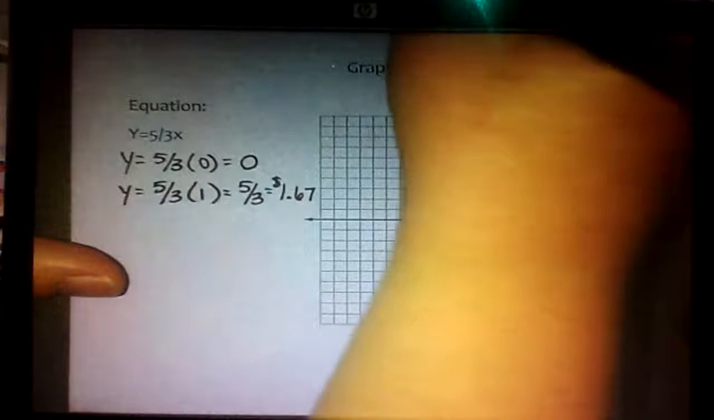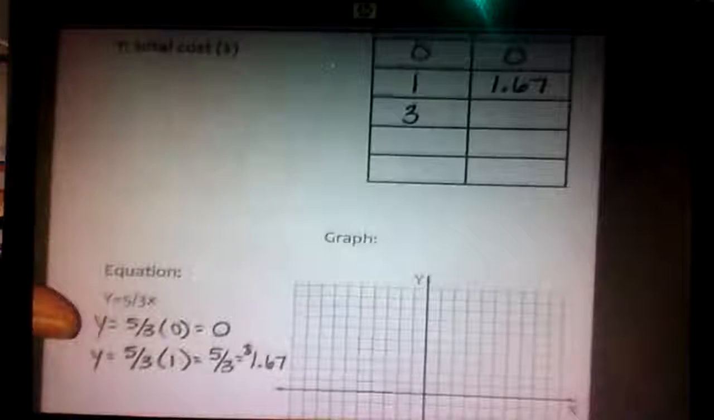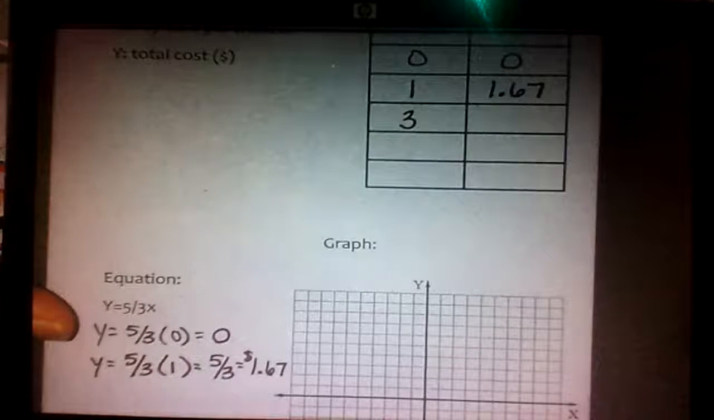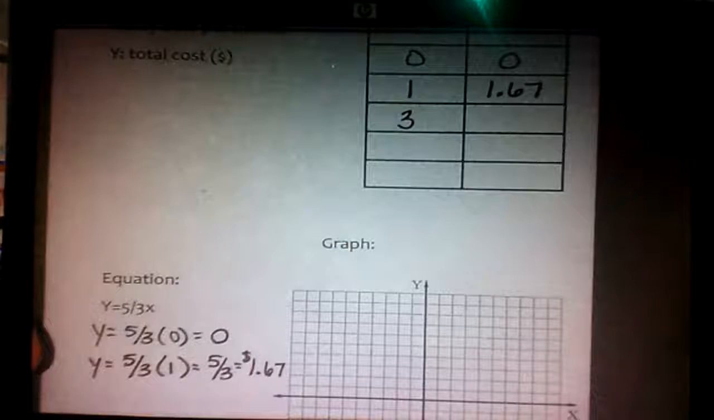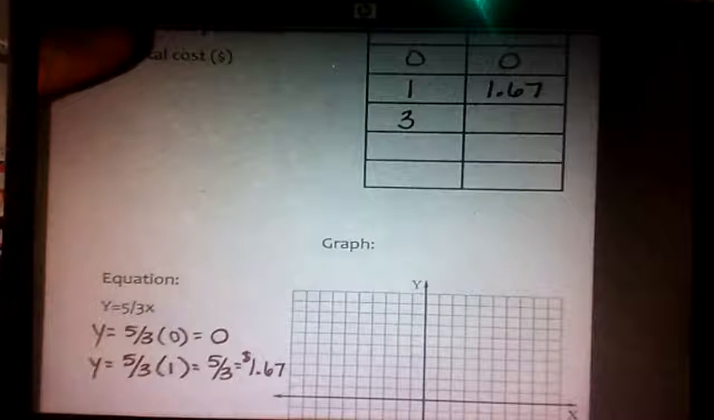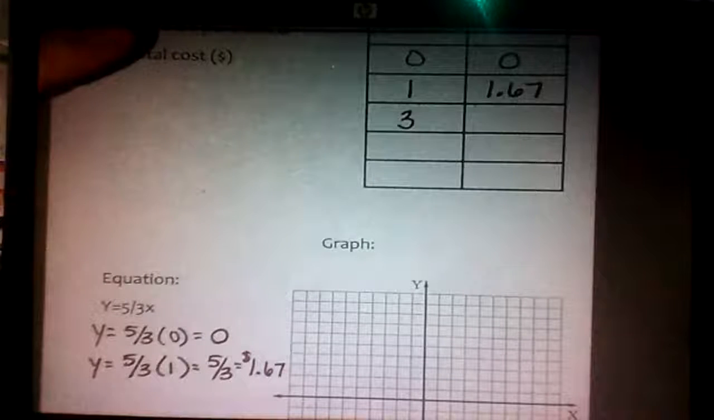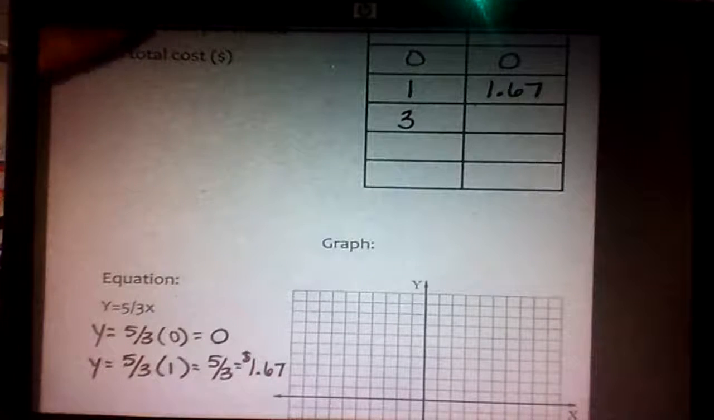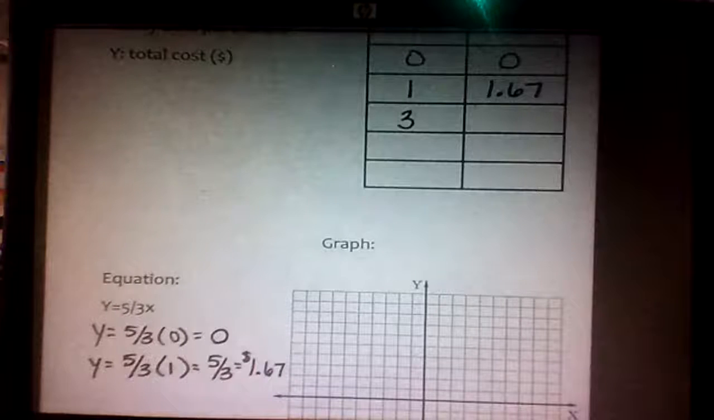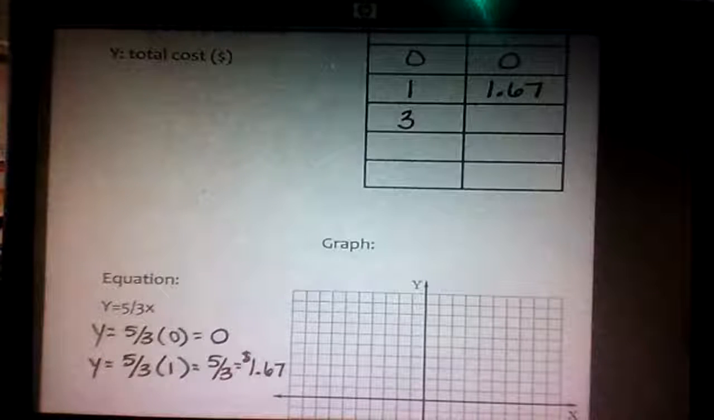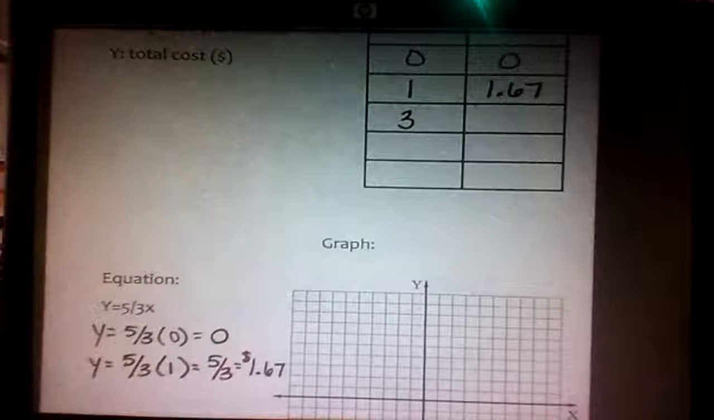What if I buy three candy bars? What if I change my x to a 3? How do I take 5/3 times 3? Remember, take a look at what Miss Blackwell just wrote on the board. 3 can be written as a fraction as 3/1. So multiply across the top, multiply across the bottom, and reduce.